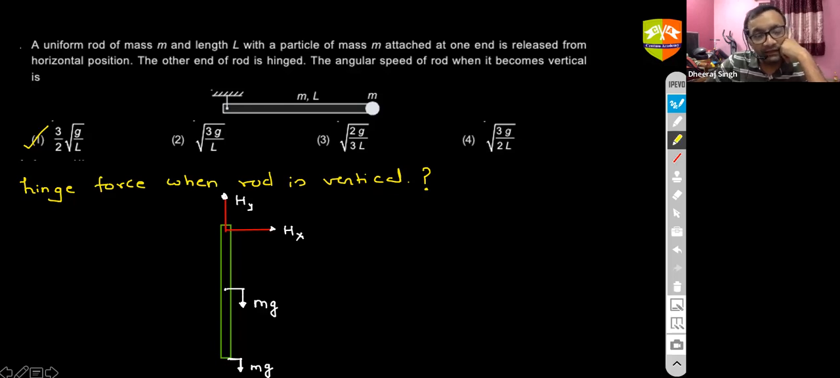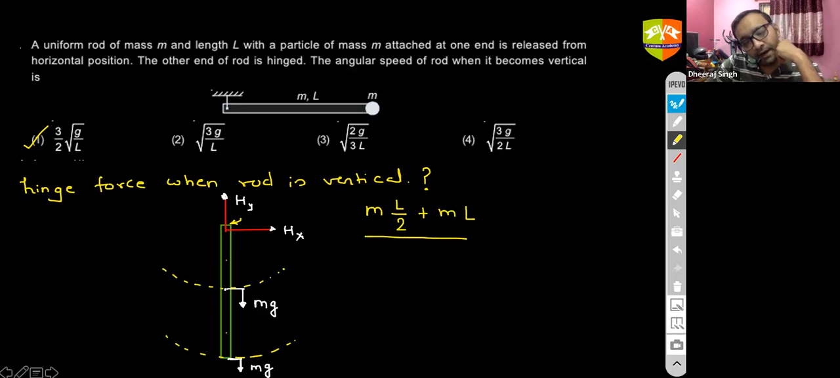Centripetal acceleration. So this point is also moving in a circle, and the center of mass is also moving in a circle. Fine. What you could do is find the center of mass position for the rod and the point mass from this edge. That would be m into l by 2 plus m into l, divided by m plus m, which is 2m. So this is 3l by 4. So at a distance of 3l by 4 is the center of mass for both things.